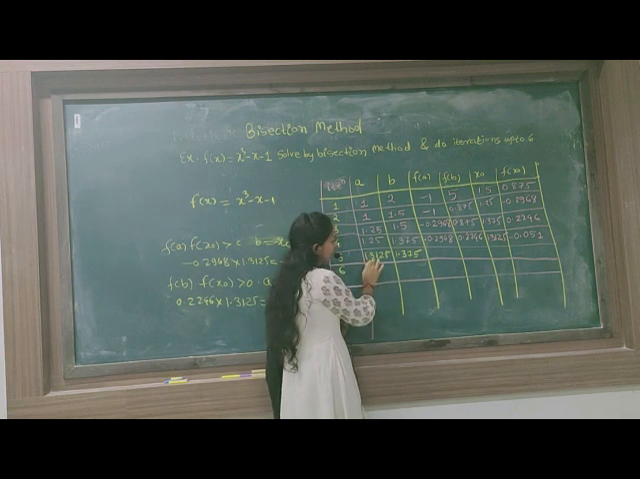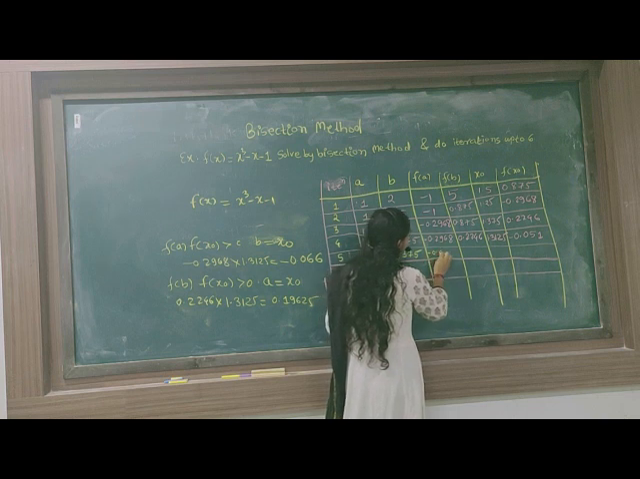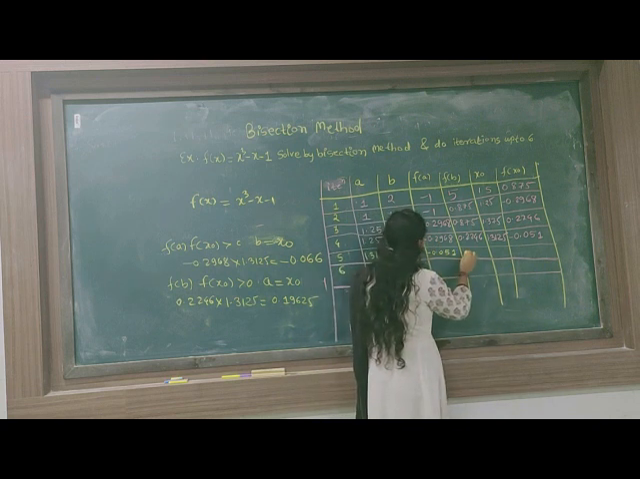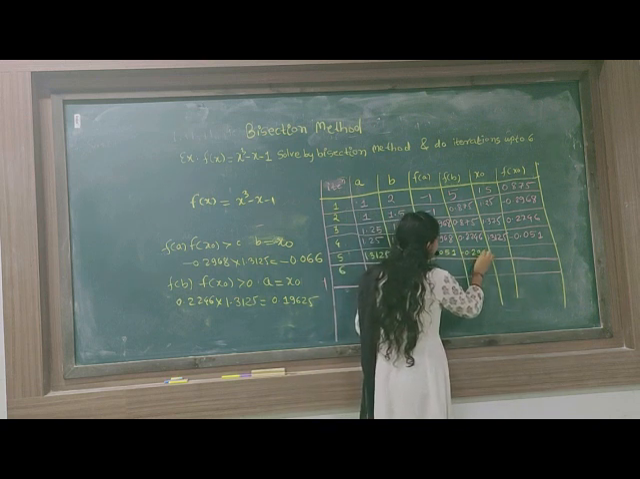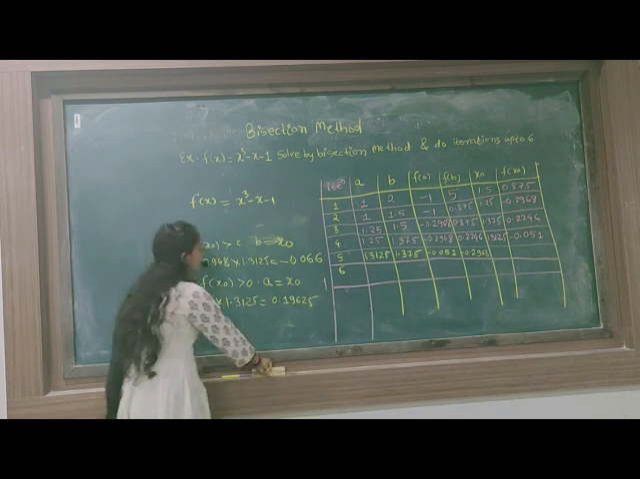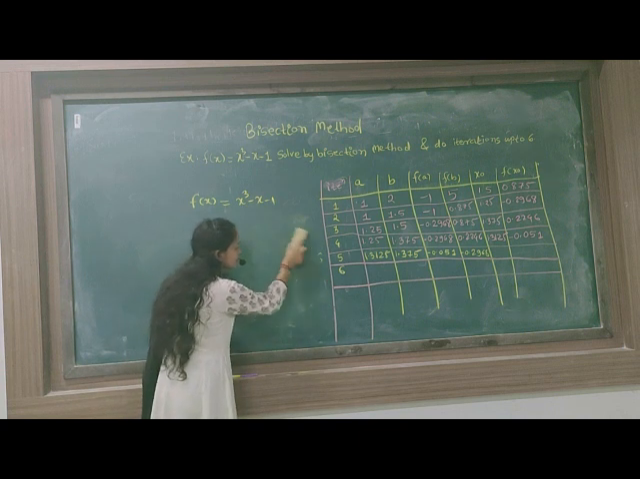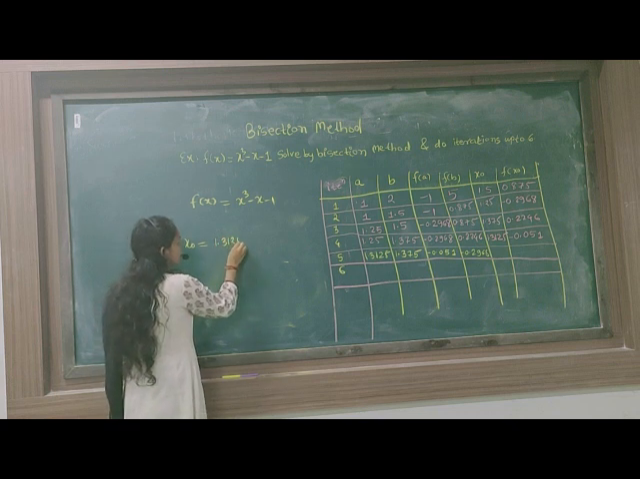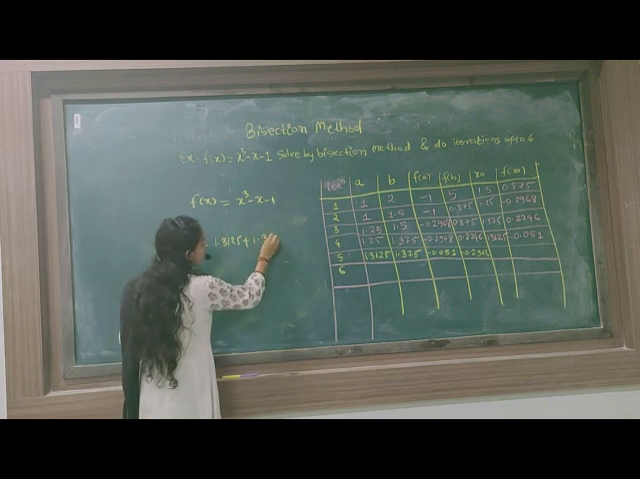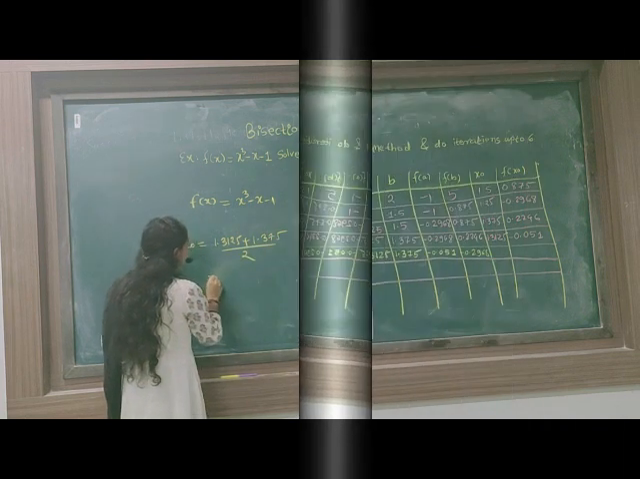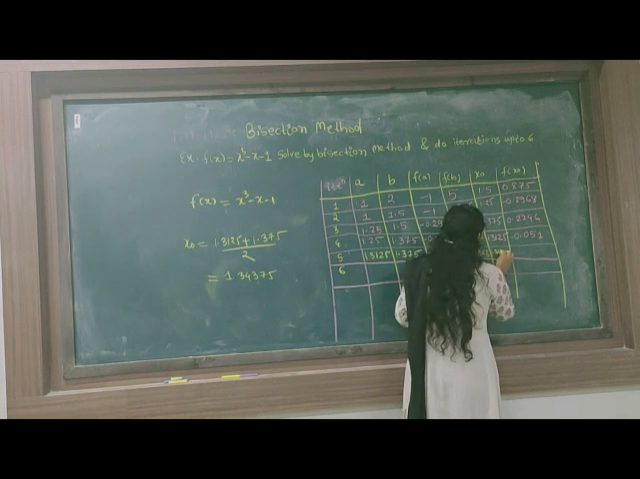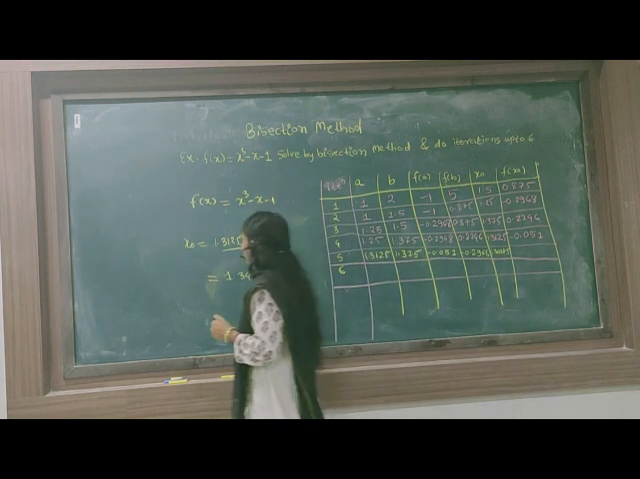Means f of A of 1.3125, so it become the minus 0.051, and in the same manner 1.375, what is f of this? So it is 0.2968. Now again I am going to find out the average of these 2 points, that is x0 is equal to 1.3125 plus 1.375 by the 2, become 1.34375. If you put over here, that is 1.34375.